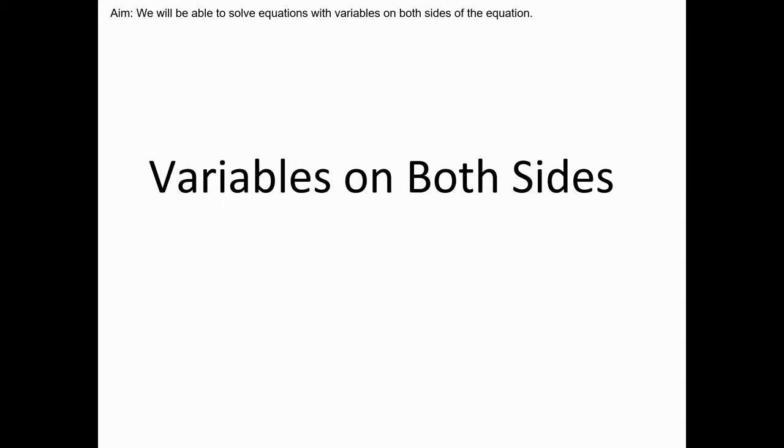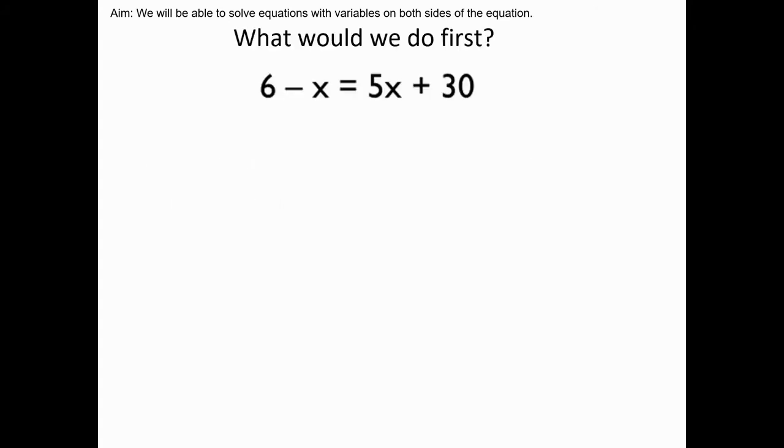Everyone, welcome to the second of our two lessons. What we're going to do, guys, is focus more on solving equations, but this time with a twist: variables on both sides. For example, something that looks like this, where we have an x on the left and a 5x on the right. So what do you think, guys, in this situation, what would be the first thing you would do?